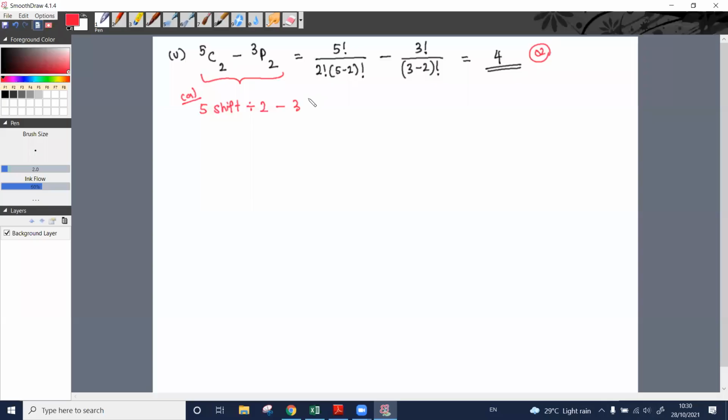You need to press 3 with shift. With shift, you need to give multiplication in order to get the permutations. Right? Then you can see the P sign on the display and then the r value, which is 2. Right?